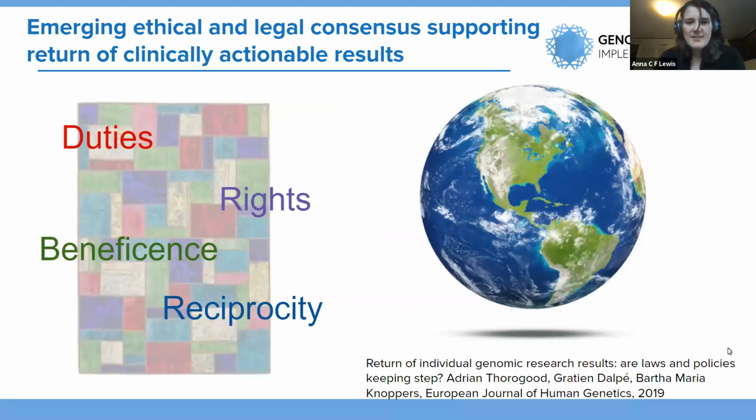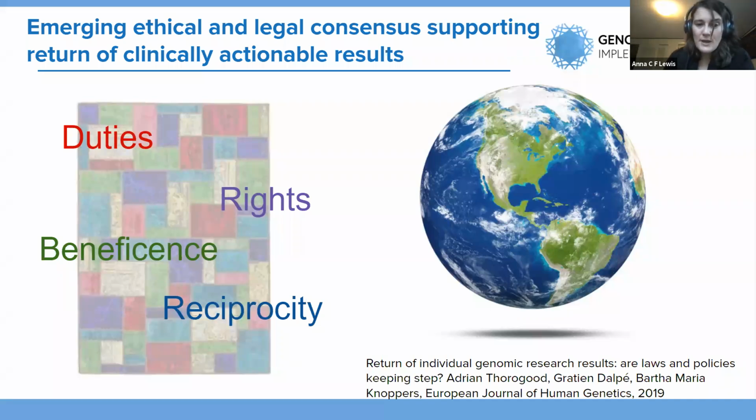So we have an emerging ethical and legal consensus supporting the return of clinically actionable results. There are actually multiple ethical appeals one can make to support this. We can appeal to the rights of participants, for example, the right to access or the right to be informed, to the duties of researchers, for example, the duty of care, the duty to warn, the duty of rescue. We can appeal to the value of reciprocity, and direct appeals to beneficence, that is doing good, are also part of the picture. The legal landscape is also very supportive of returning results, and in many cases it is mandated.